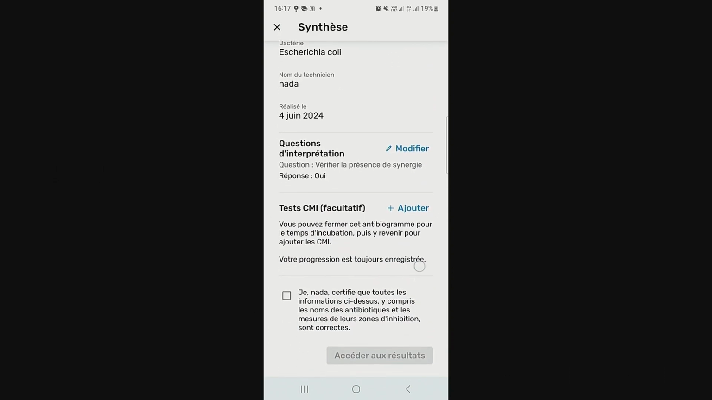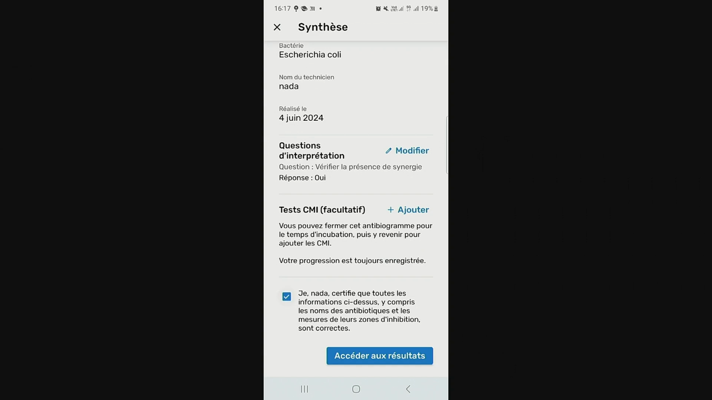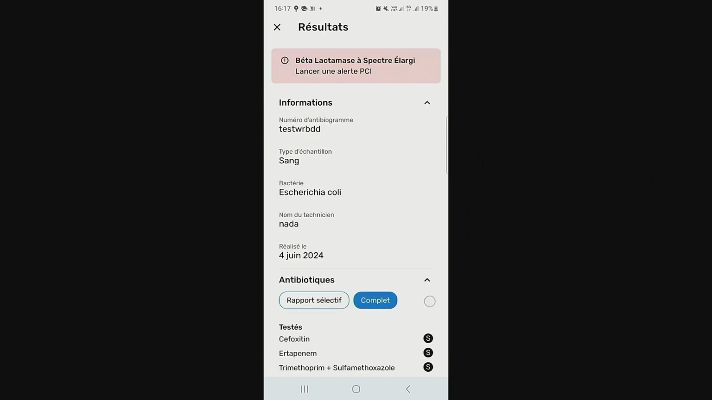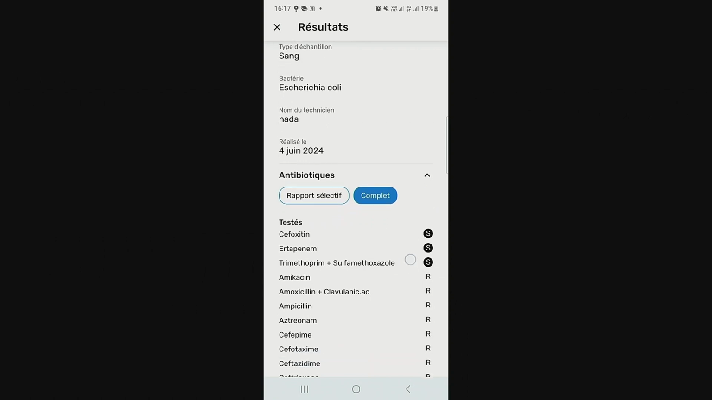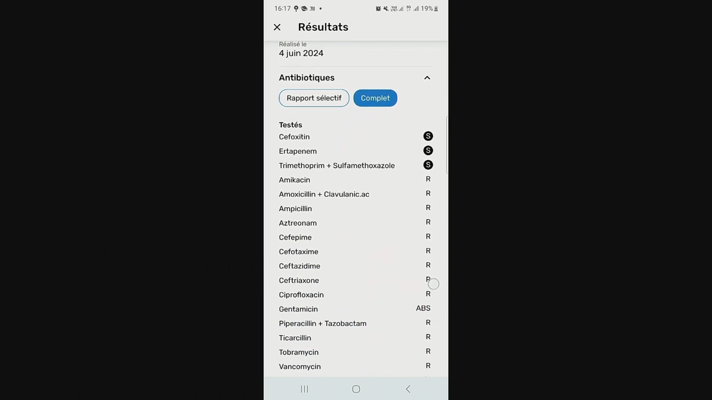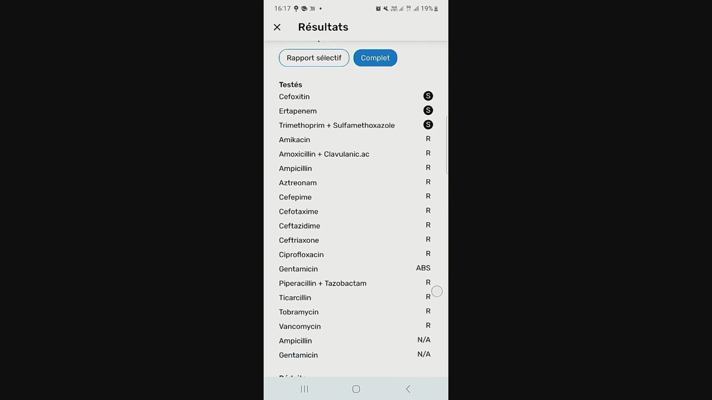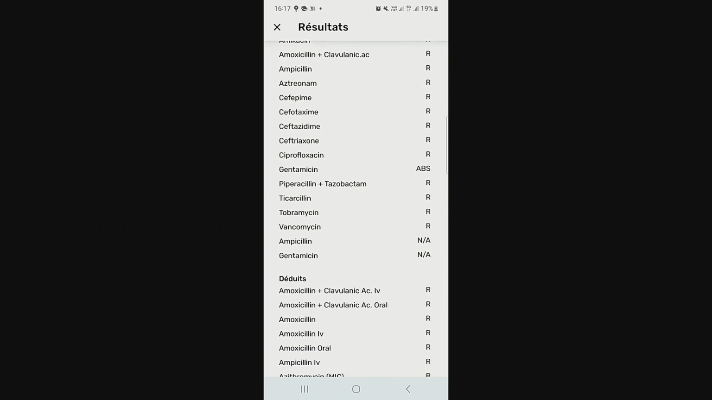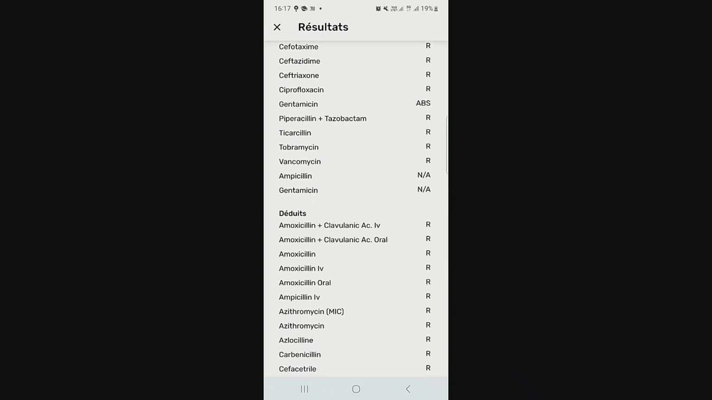Here it's in French, but of course it's also available in English. So here, the first thing is we have an infection prevention control alert highlighting that it's a multi-drug resistant bacteria. We have the list of antibiotics that were tested. And then we have also another list of antibiotics that are inferred from the ones that were tested.